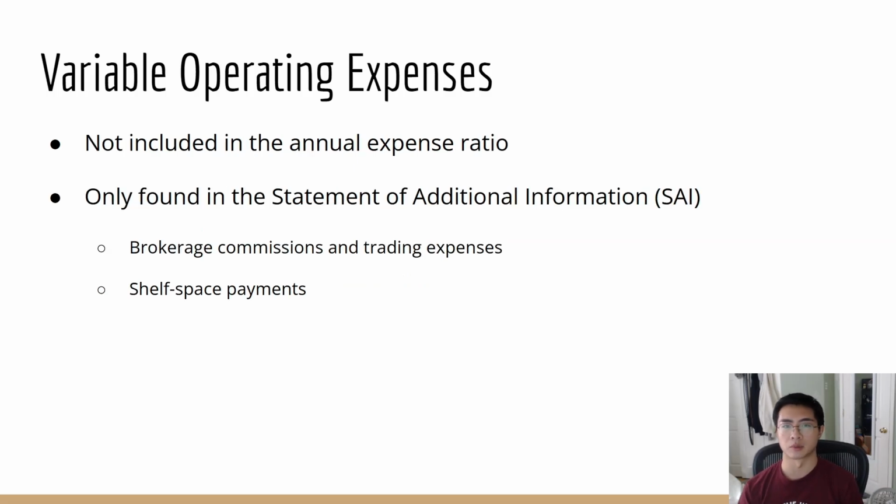Next is the variable operating expenses. This is not included in the annual expense ratio, and it's only found in the statement of additional information, the SAI. The SAI includes the brokerage commissions and trading expenses and the shelf space payments.